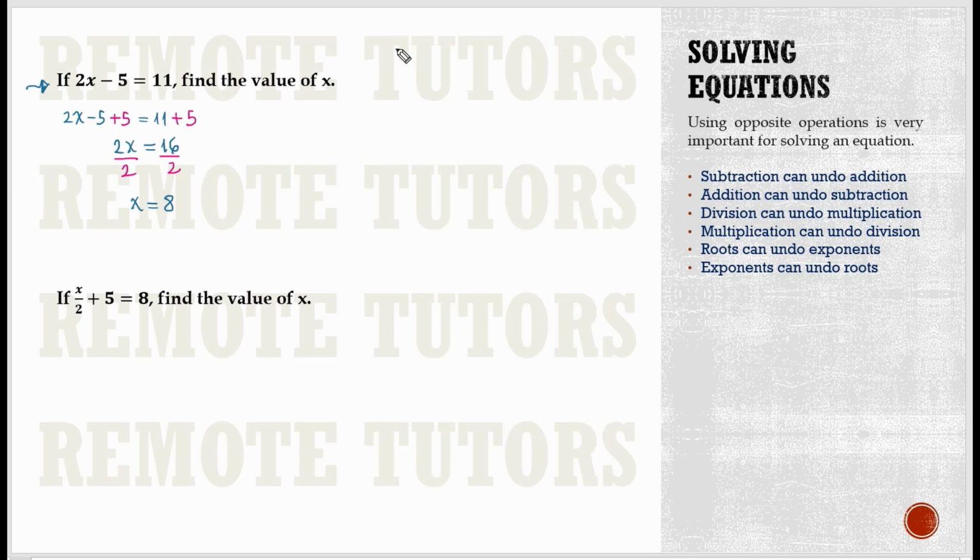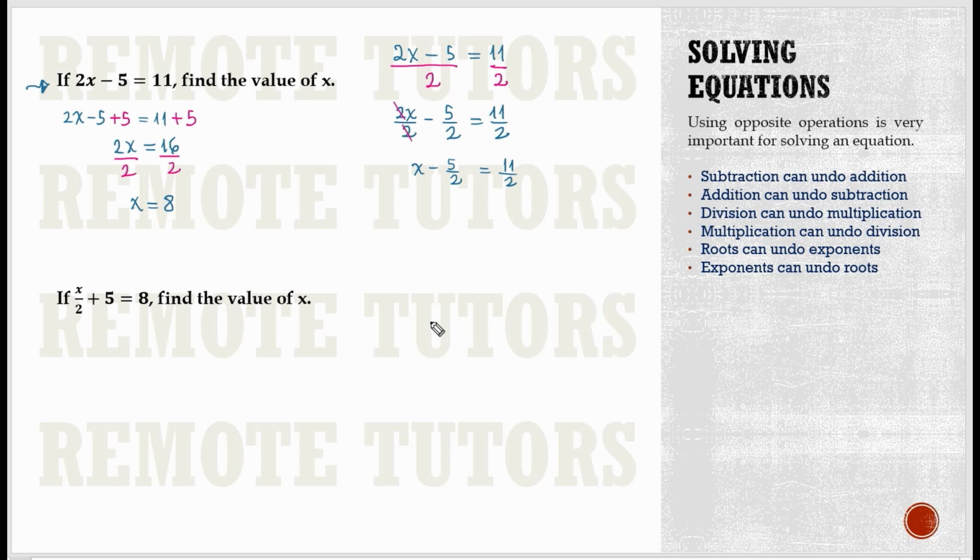Now, what if we start by dividing by 2? What if we want to remove 2 first instead of removing -5? So we divide both sides by 2, and then we split the numerator, so we get 2 fractions. Then we get rid of the 2's, so x minus 5 halves equals to 11 halves.